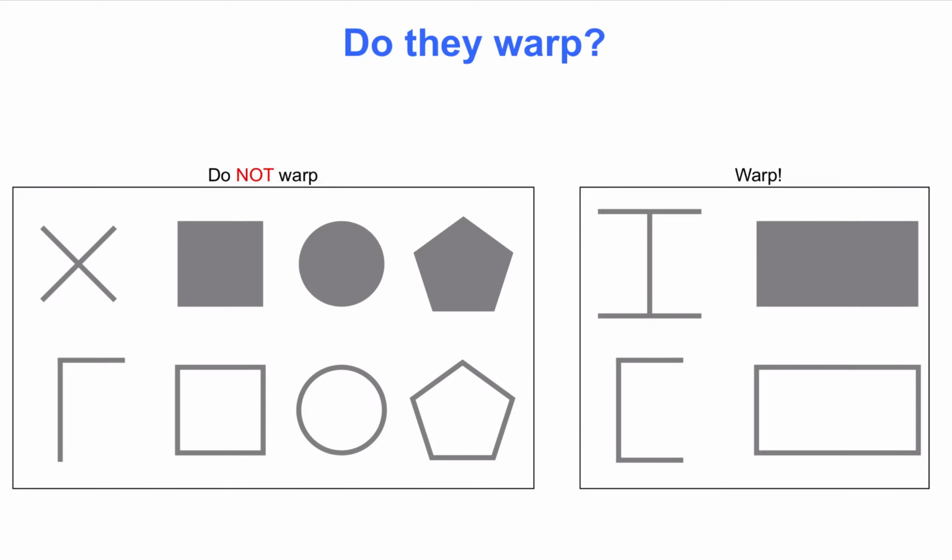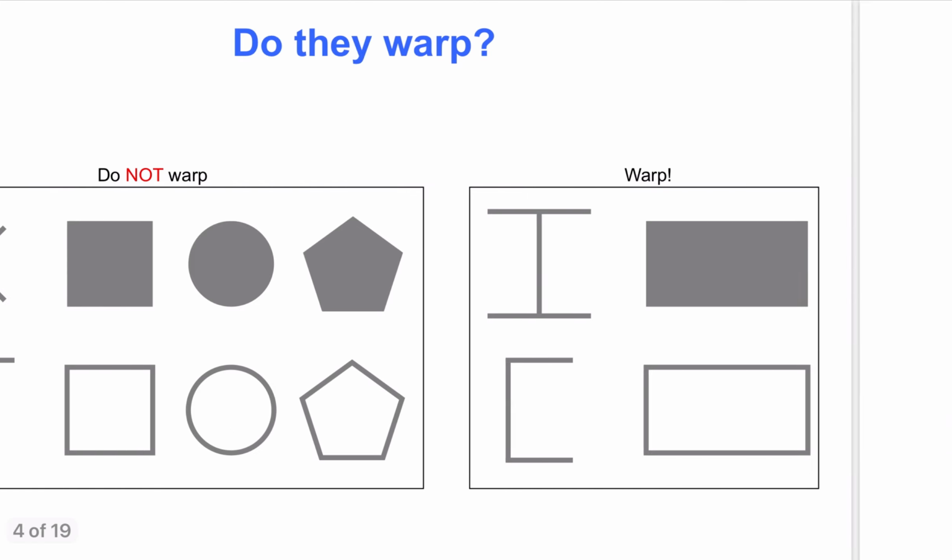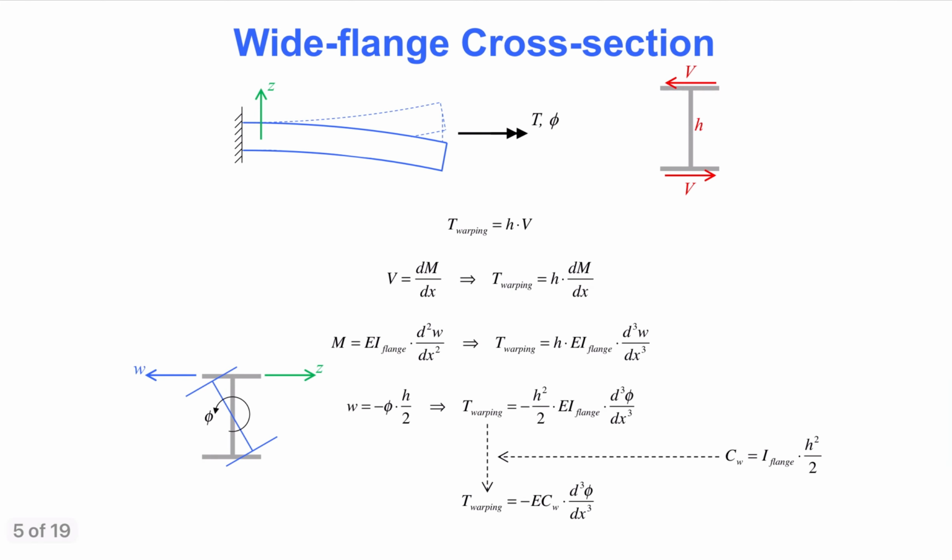On the other side of the slide, you see cross-sections consisting of straight lines that intersect at more than one location. These cross-sections will warp when the beam is subjected to torsion. These rectangular cross-sections will also warp. To understand warping torsion, it is instructive to consider a beam with a wide flange cross-section, such as the beam shown on the next slide.